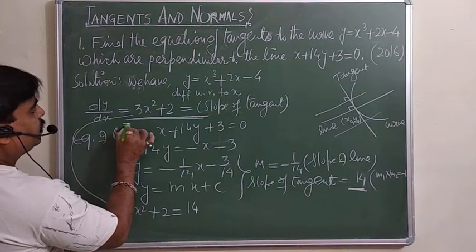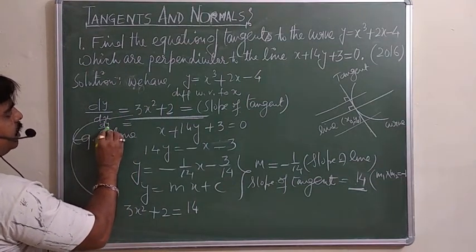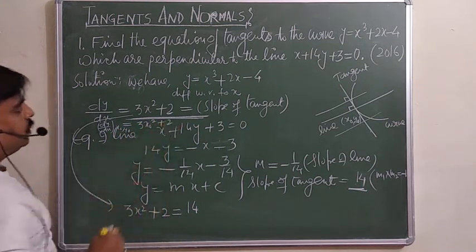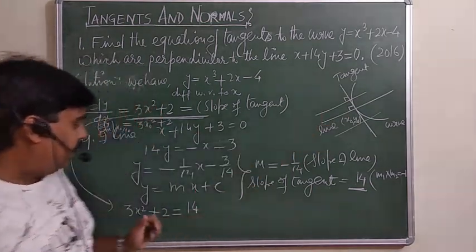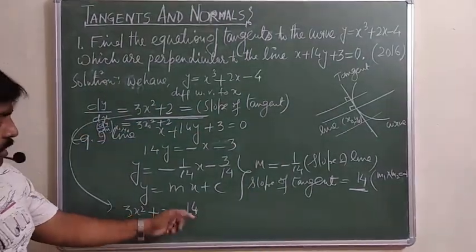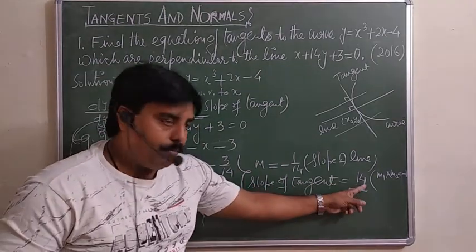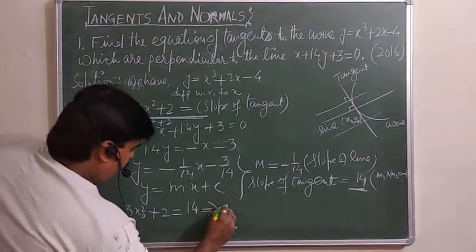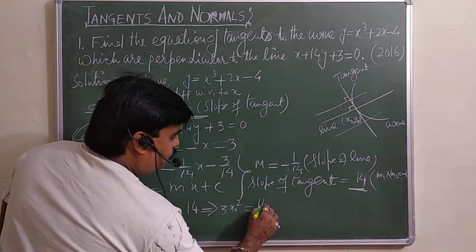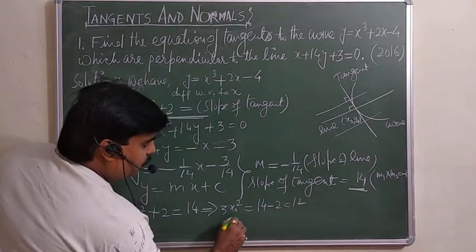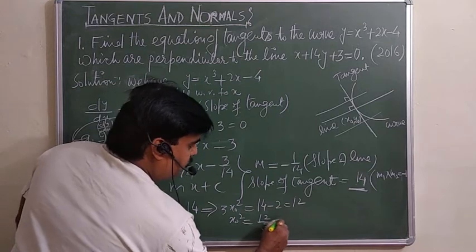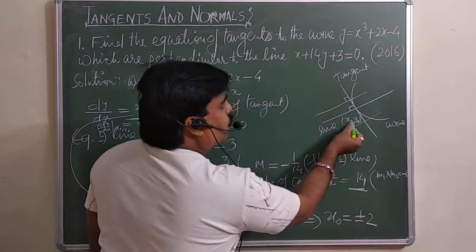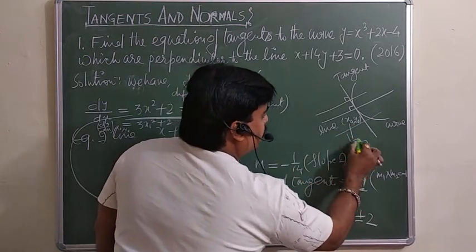So what happens here? At this point, if I write dy over dx at (x0, y0), it will be 3x0 square plus 2. This is the slope of the tangent at this point. So you can put 3x0 square plus 2 equal to 14, because the slope of the tangent is 14. You have to solve it here. So 3x0 square is equal to 14 minus 2, that is 12. So x0 square is equal to 12 over 3, which is 4. So you will get x0 equal to plus minus 2. So x is plus minus 2.